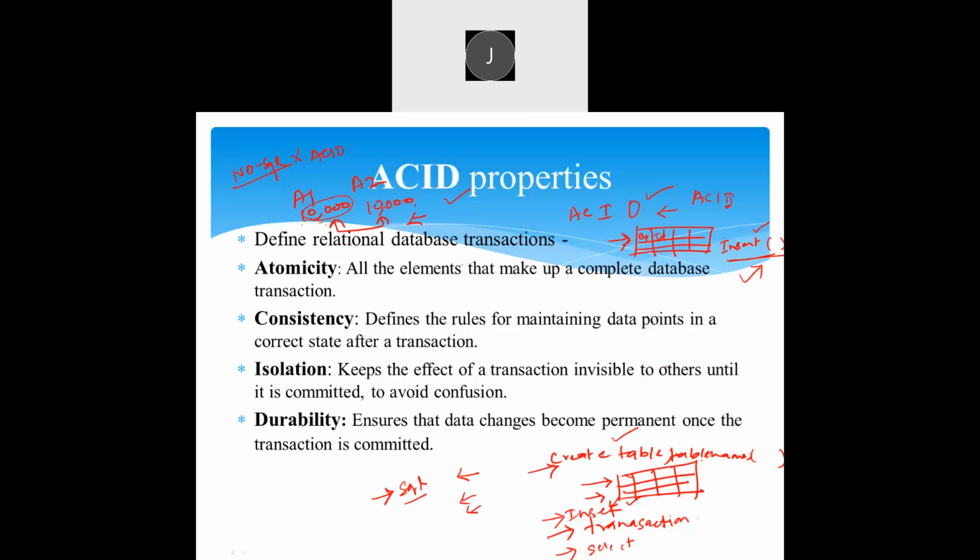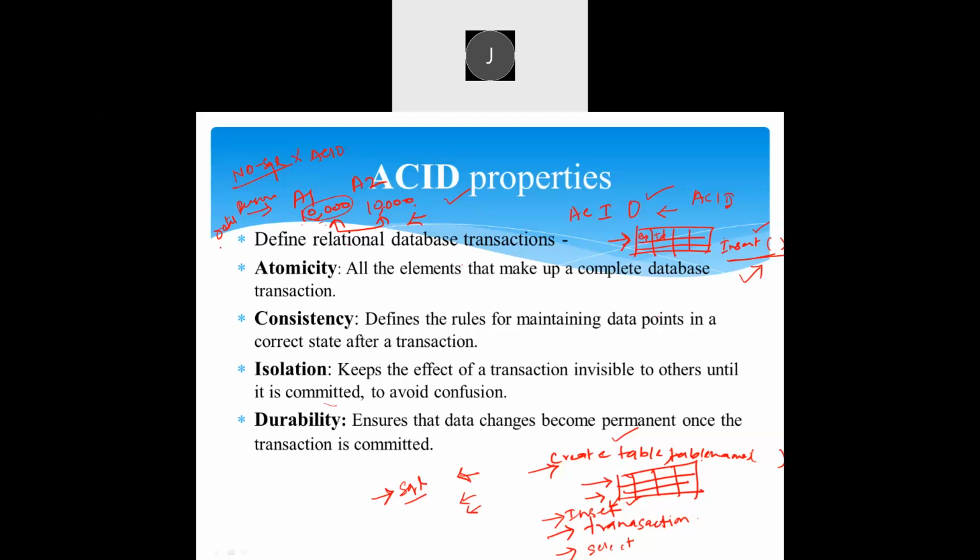It keeps the effect of transactions invisible to others until it is committed, to avoid confusion. Actually, committed means, you can say, invisible to others. One transaction, like creation of a table, will not affect the insertion into the table. Likewise, it is called the intermediate state. In real time, the transferring of funds from one account to another by a person cannot be seen by another person. So I'm just trying to give a real time example. Okay, don't worry, we will see more detail about that in a later session.